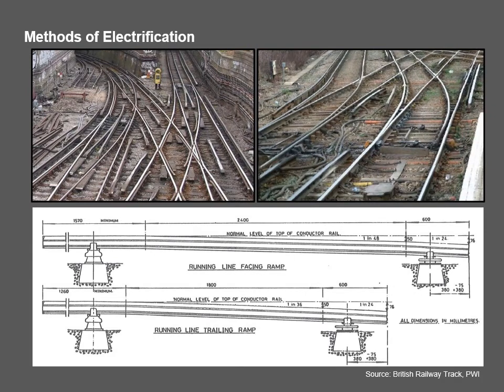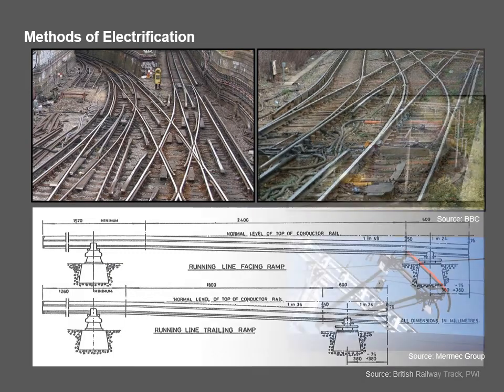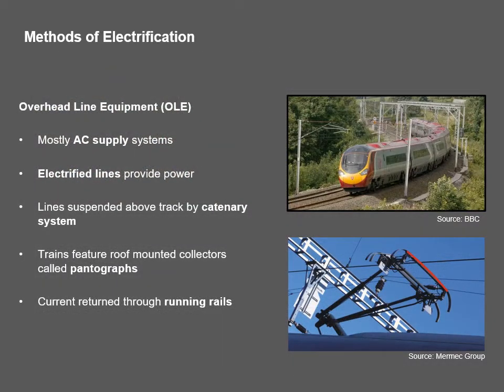And here you can see two examples of fourth rail and third rail systems, and you can see that the switches and crossing units become quite complex. Another method of electrification is the overhead line equipment system, or OLE, and this is an AC supply system. So electrified lines provide power. The lines are suspended above the track by catenary systems, and the trains feature roof-mounted collectors called pantographs, and the current is returned through the running rails.